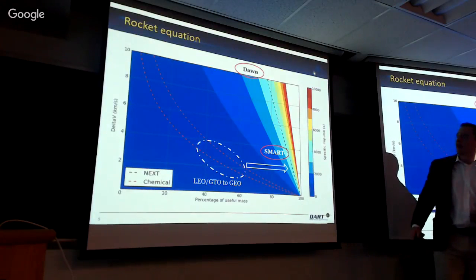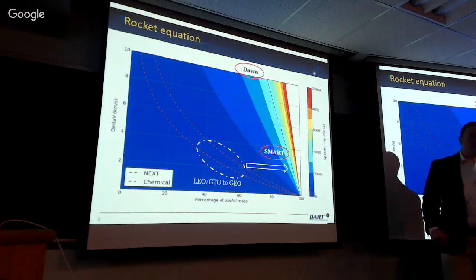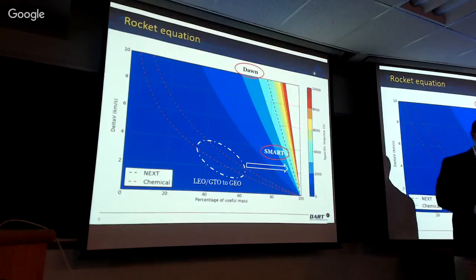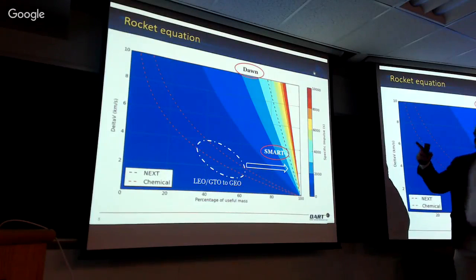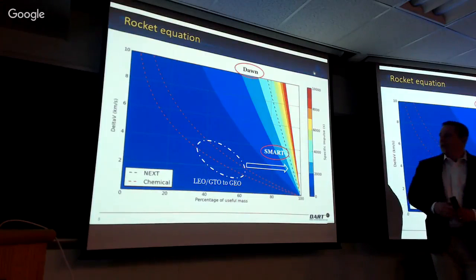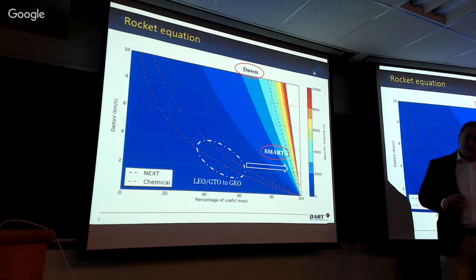Same thing with Dawn. I can't remember if Dawn's done. I know it's close. Yeah, it's near the end of its life. But Dawn has done an incredible amount of delta V. So electric propulsion, even though it's more complex, opens up a gateway to higher delta V missions.